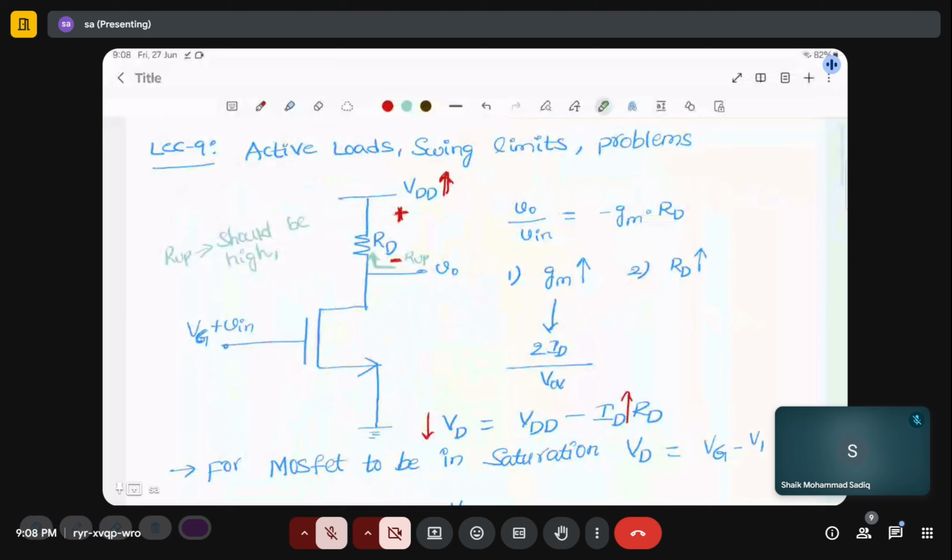See, I will just repeat briefly in 1 or 2 minutes. What we are looking here is we want to increase the gain. Gain depends upon GM RD. If you increase both GM and RD, the voltage drop across RD increases. So you are going towards the triode region if you increase the gain. So you have a limitation upon the gain to be in saturation.